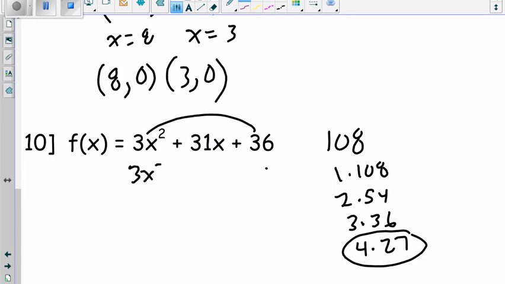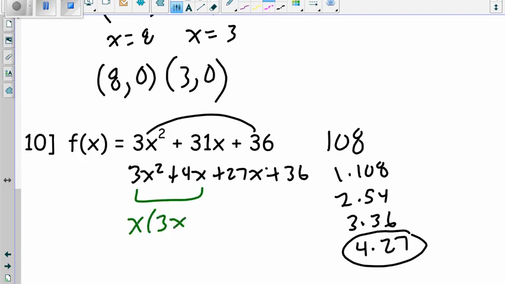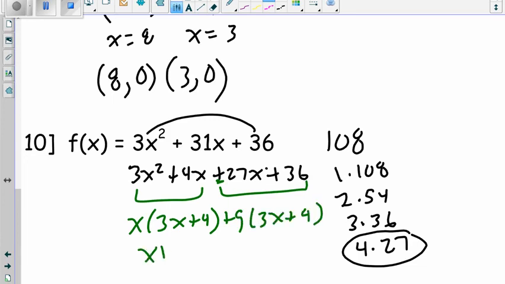So I'm going to go 3x squared plus 4x plus 27x. I could have flipped them. Plus 36. Again, remember, look at your first 2 numbers. So it looks like I have an x in common, so I get 3x plus 4 here. And then on this one, I can factor out a 9, make sure that sign comes down. So I get x plus 9 and 3x plus 4.